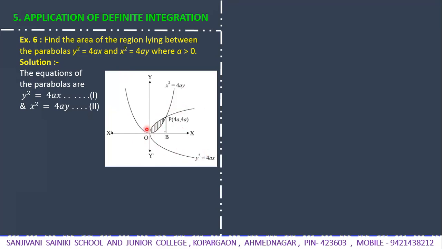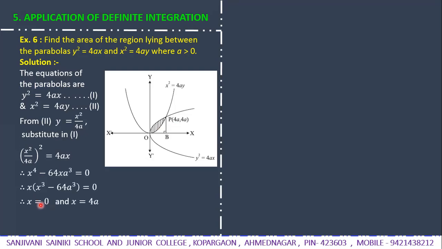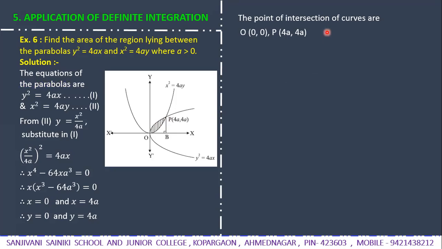So this is the area that lies between the two parabolas. After simplifying and solving these two equations simultaneously, we will obtain the points of intersection. So x is equal to 0 and x is equal to 4a. If you put x is equal to 0 in these two equations, you will get y is equal to 0, and if you put x is equal to 4a, again you will get y is equal to 4a. So the two points where the curves intersect each other are (0, 0) and (4a, 4a).